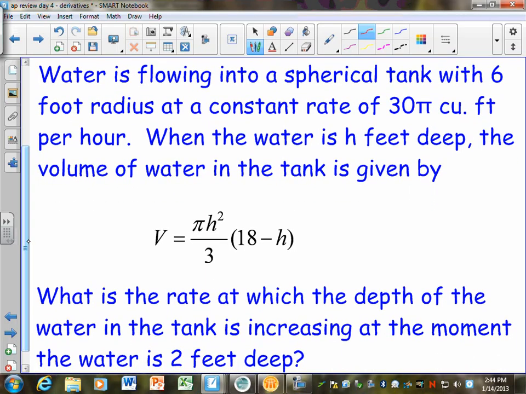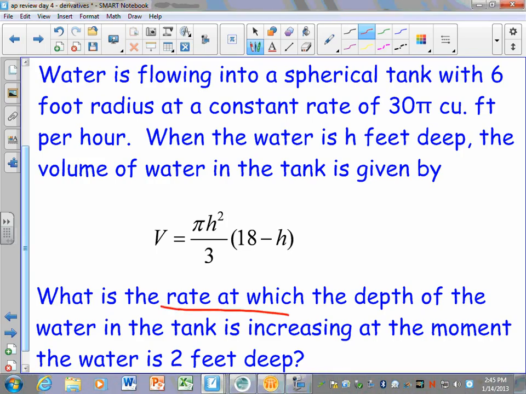It says water is flowing into a spherical tank with a 6-foot radius at a constant rate of 30 pi cubic feet per hour. When the water is h feet deep, the volume of the tank is given by this lovely equation. What is the rate at which the depth of the water in the tank is increasing at the moment the water is 2 feet deep? So notice it says what is the rate. That means it's a related rate problem. Step 1 is you're going to take the derivative.